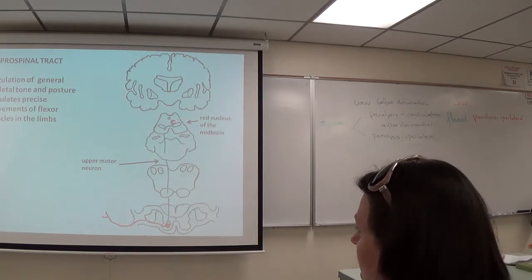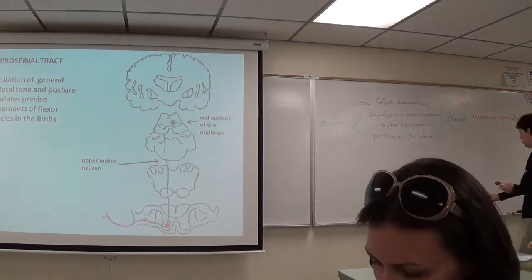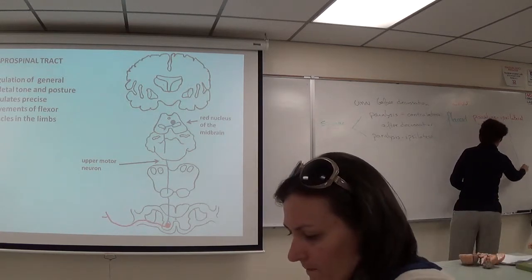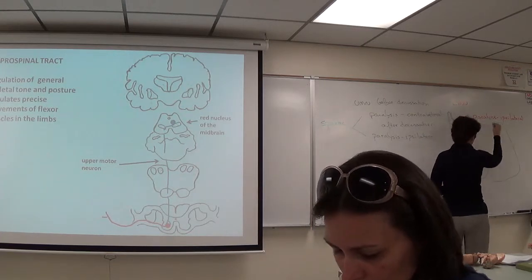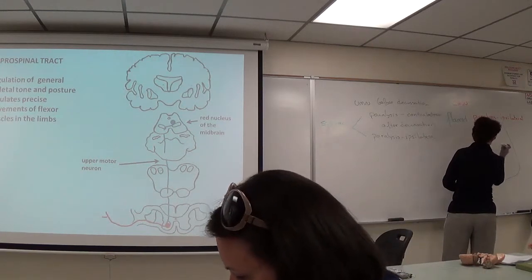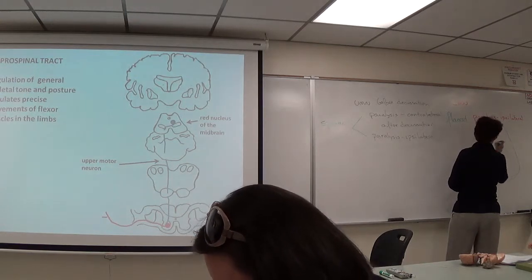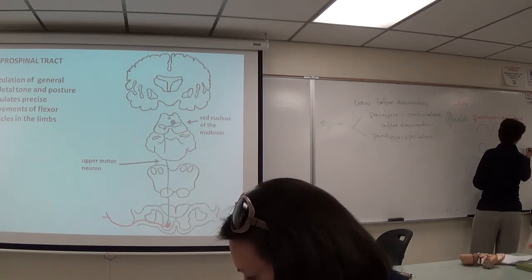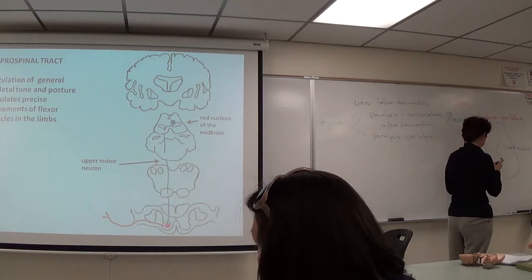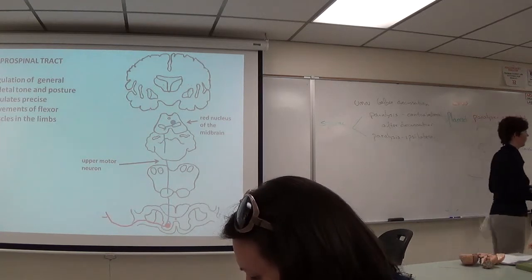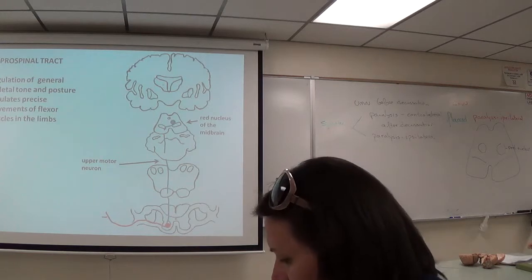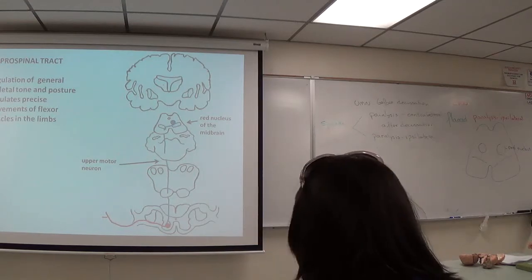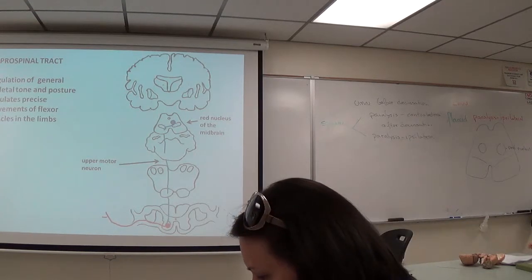All right, rubrospinal, the red nucleus is, if I were to draw a larger midbrain here, this would be our substantia nigra, and red nucleus is right here. Okay. So again, a subconscious motor response to changes in posture.